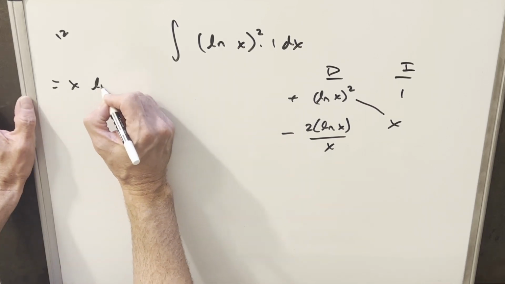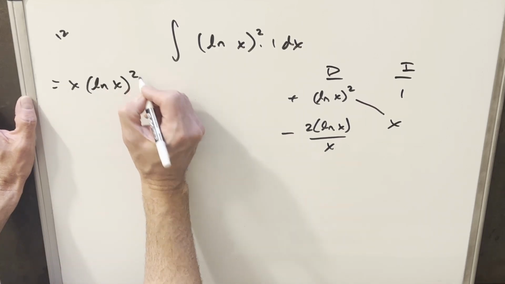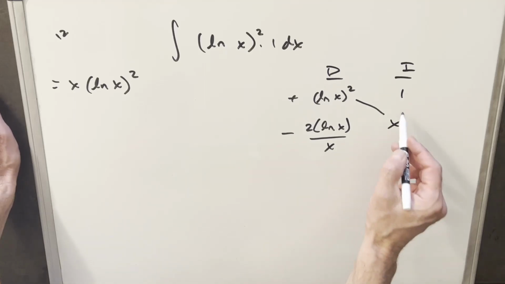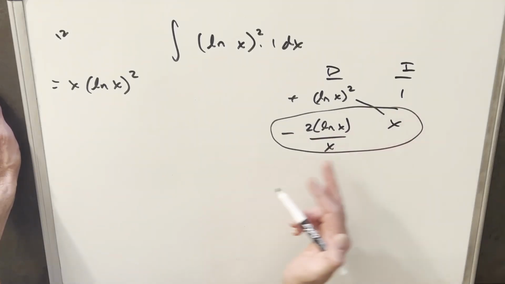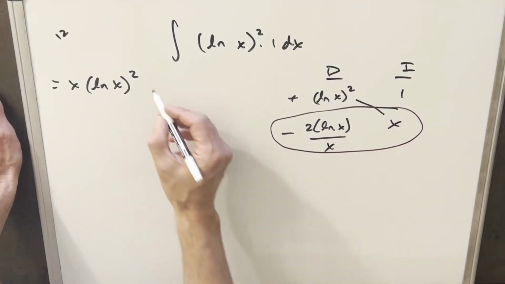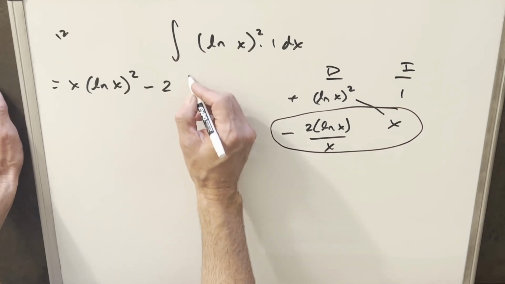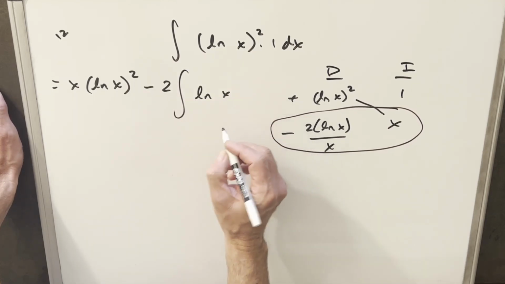That's pretty nice. We'll write this as x natural log x squared. And then this part here is going to be another integral. But when we multiply this together, the x's are going to cancel. So I'm going to bring the minus 2 out front, and we're just going to have the integral of natural log x.